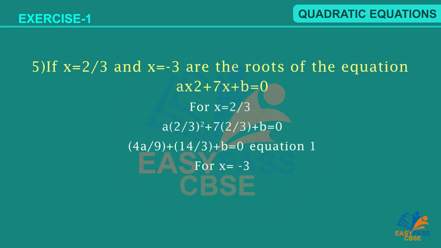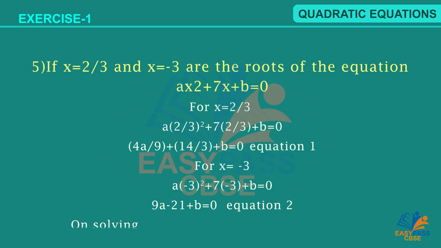Similarly, x equal to minus 3 is also a root. Therefore, a times (minus 3) whole square plus 7 times (minus 3) plus b equal to 0, you get 9a plus 21 plus b equal to 0. That is the second equation. Now, by solving equations 1 and 2, you will get a equal to 3 and b is equal to minus 6. Hence a is equal to 3 and b is equal to minus 6.